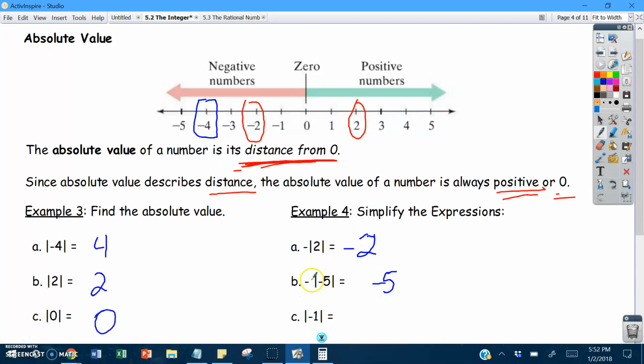So it gets a little tricky because now they're throwing negative signs outside the absolute value. And then in C, the absolute value of negative 1 is just 1. It just spits out the positive. So what you've got to watch out for is these little pesky negative signs outside the absolute value sticks, whereas the negative signs inside the absolute value, they end up going away. Everything inside becomes positive.